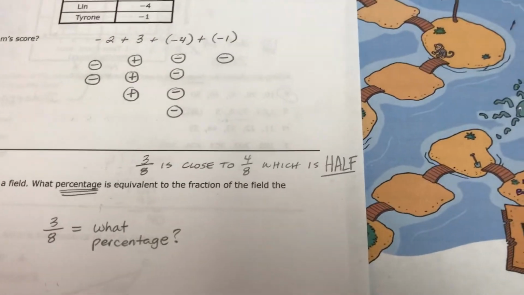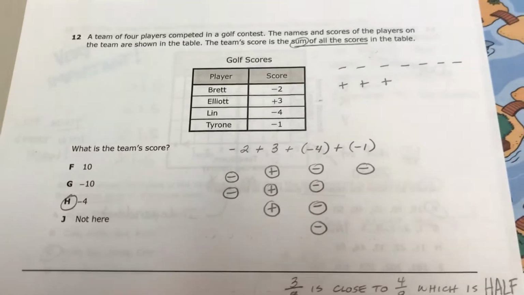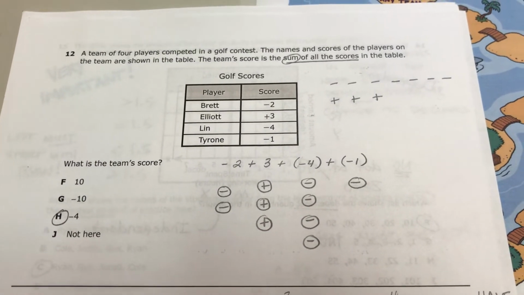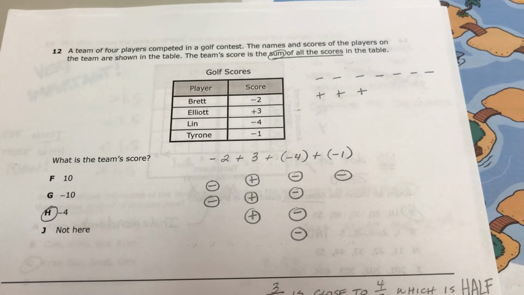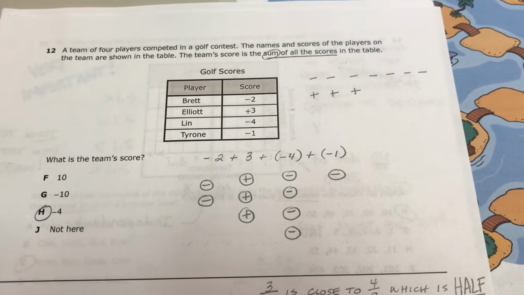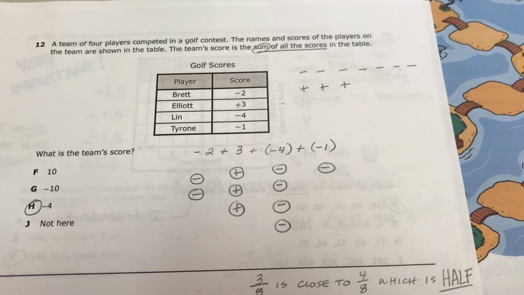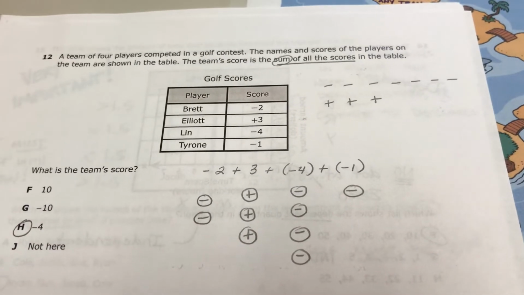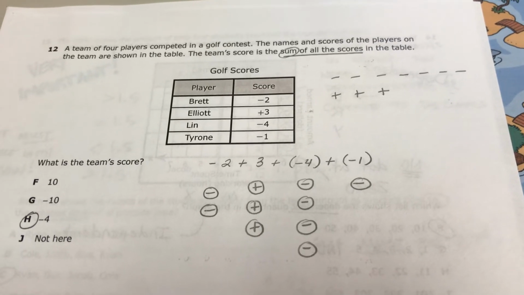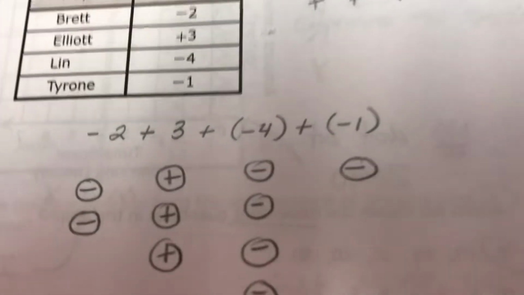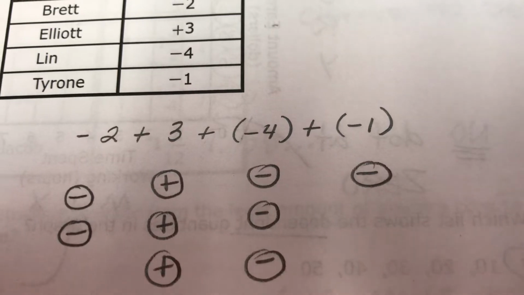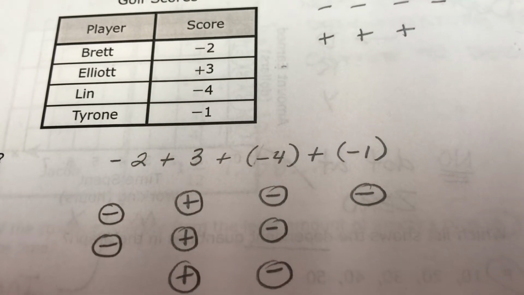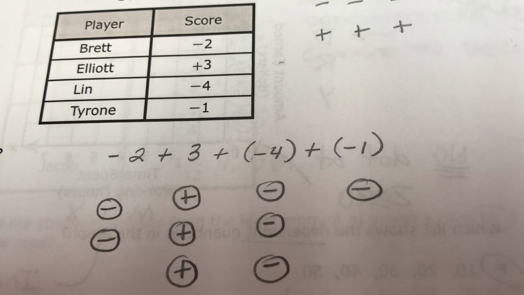Number 12. Adding integers is what this is. A team of 4 players competed in a golf contest. The names and scores of the players on the team are shown on the table. The team's score is the sum, meaning there's addition going on. The sum of all the scores. So add all the scores in the table. So here it is. -2 plus +3 plus -4 plus -1. The sum of all those numbers.